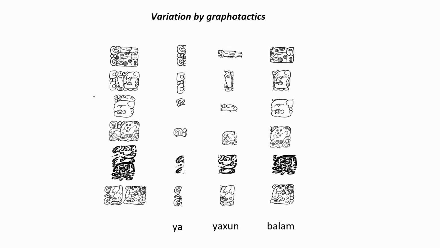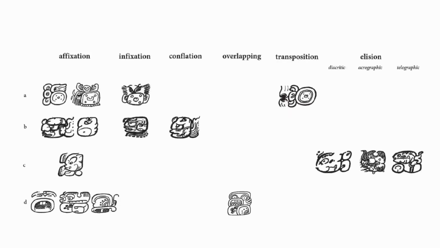If you consider this, you can easily understand it, and especially these all come from Yaxchilan, and if you work with Yaxchilan inscriptions, you soon recognize that it's the very same. And so we have a different set of graphotactic patterns. We have infixation, conflation, overlapping, transposition. Here this should be read ukri, but the ki sign here is transposed. We have elision, diacritic, and telegraphic spellings.